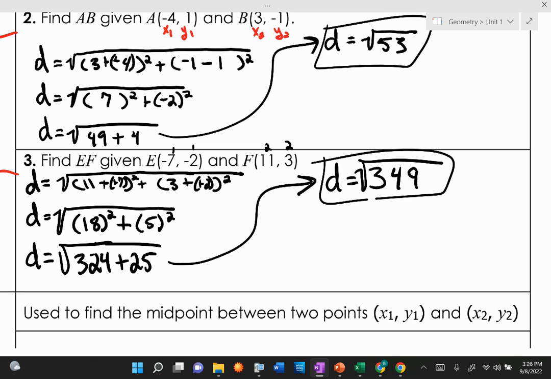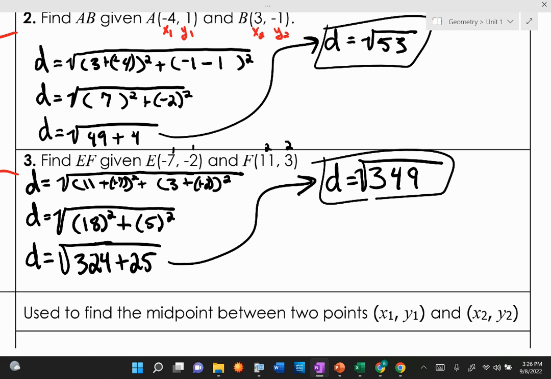Okay, guys, we need to move on. There's your solution. You can leave it in radical form, unless otherwise specified.